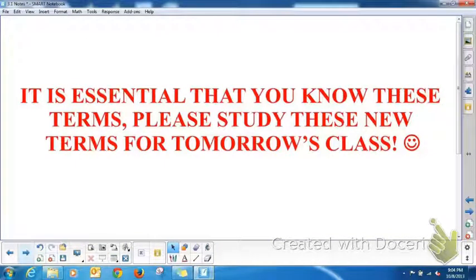It is essential, absolutely essential, that you know these terms. You have to study them. We've discussed this in class. If it helps you to make flashcards, if it helps you to make a note sheet, you need to study these terms for Tuesday's class. So please make sure that you're familiar with the vocabulary that was in these notes.